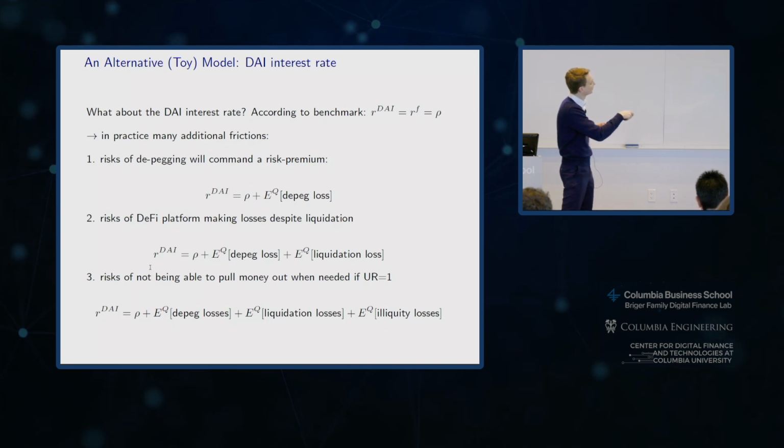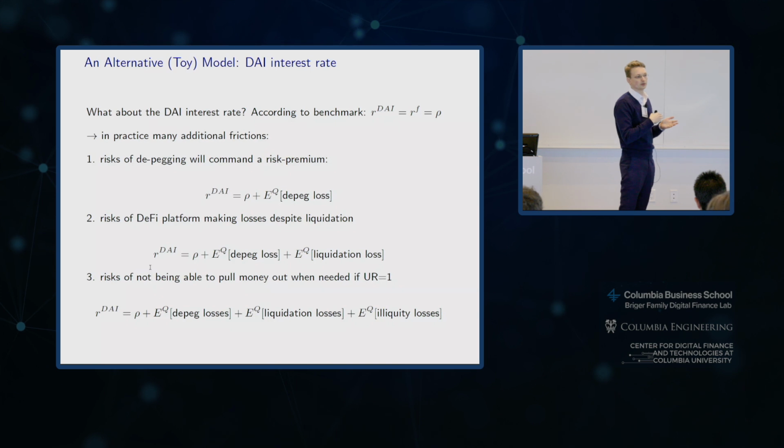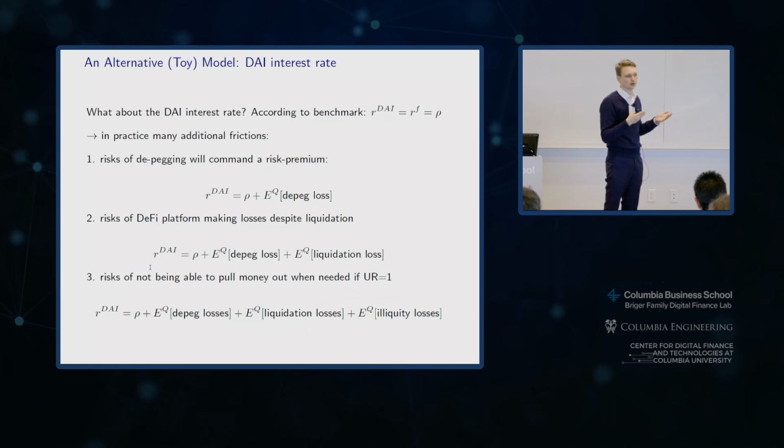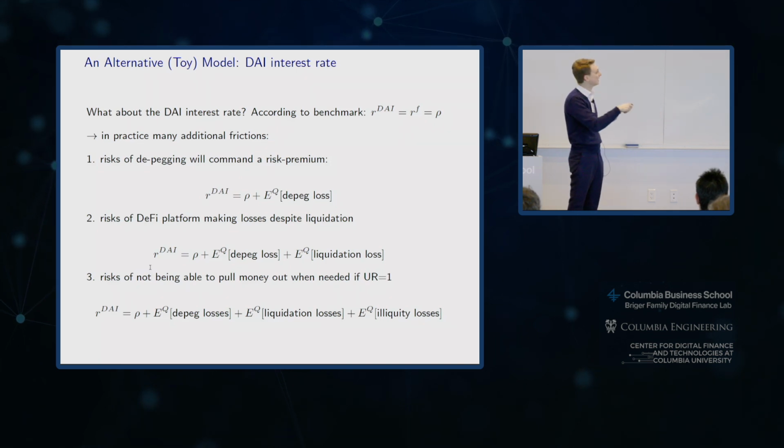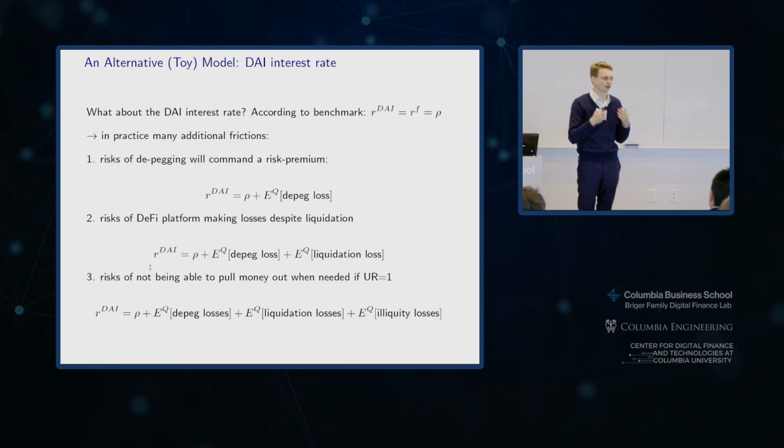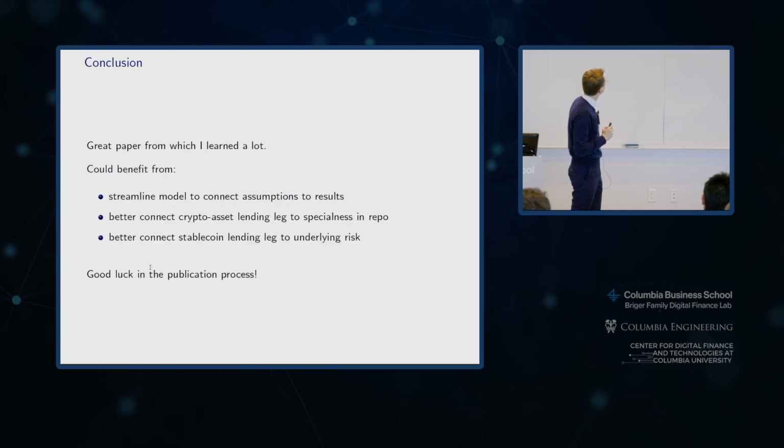And then the last one is that we also know that when the utilization rate goes to 1, then you cannot withdraw. And so again, that's an additional risk that should be taken into account. So if you want to do an empirical analysis of this, it would be worth taking into consideration these three potential sources of movements. And that brings me to my conclusion slide.